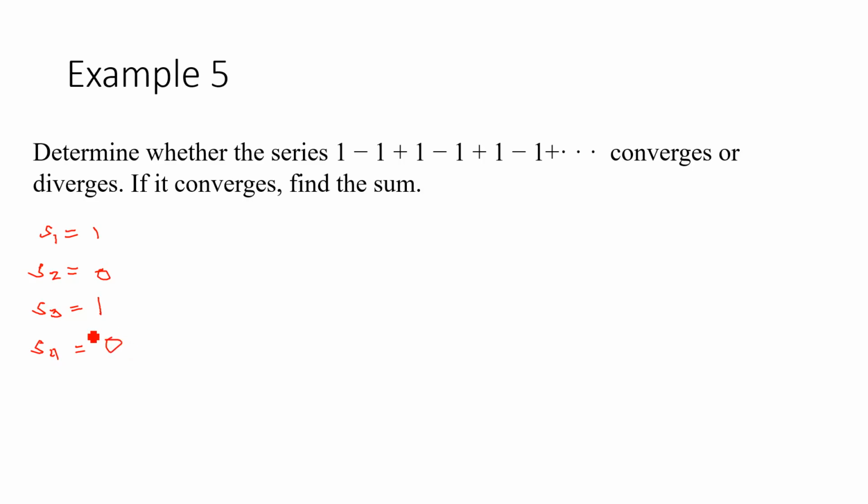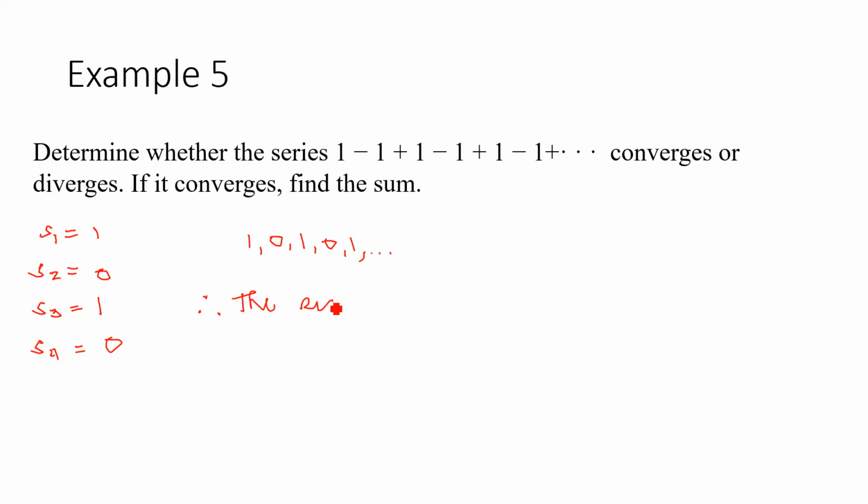Thus the sequence of partial sums is 1, 0, 1, 0, 1, 0, and so on. Since this is the sequence of partial sums, it is a divergent sequence, because the sums keep alternating 1, 0, 1, 0 and do not arrive at a certain limit. Therefore, the sequence diverges.